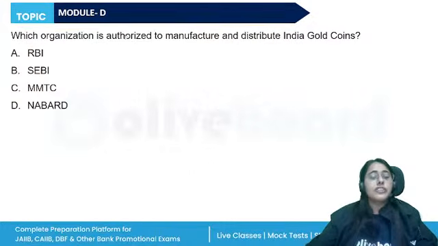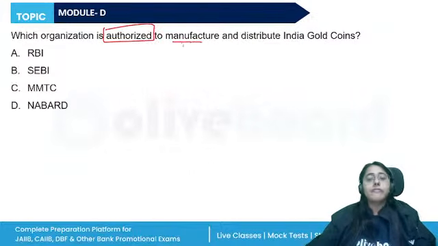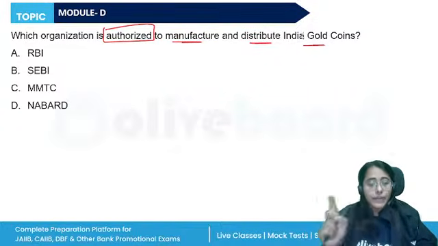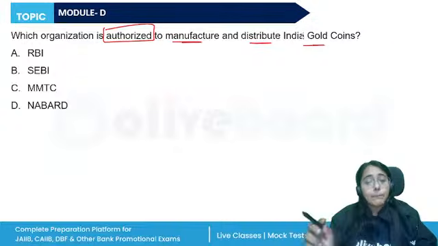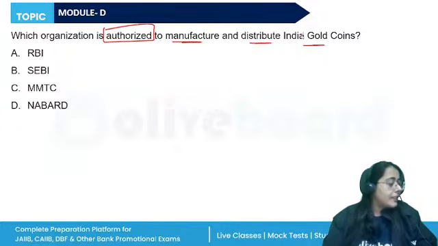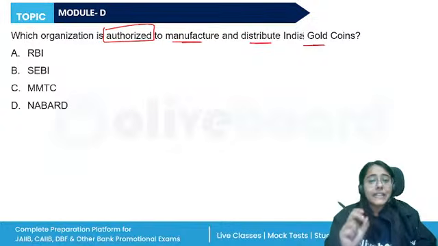Last question. Which organization is authorized to manufacture and distribute the India gold coins? What are India gold coins? Under the government's vision of Make in India gold monetization scheme, 24 carat purity, 999 fineness assuring absolute purity to the customers, the India gold coins are issued. Right? They are minted in India. Okay, they will be mobilized domestically only under the existing gold deposit and the gold monetization scheme.